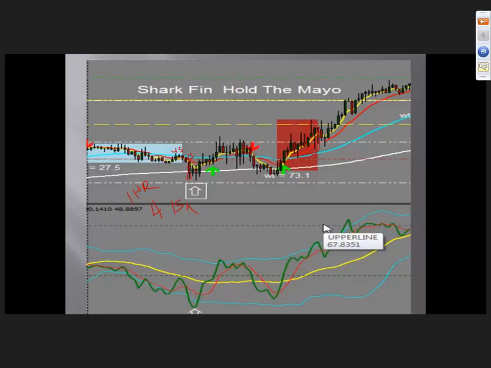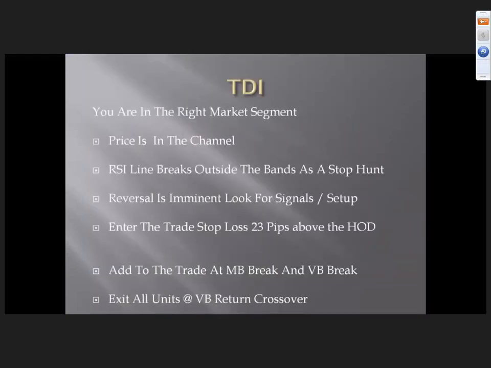All right, so scaling in with TDI. Okay, here's some things that have to happen. You got to be in the right segment of the market. Price is still in the channel. Tokyo channel, Asian range, market maker spread. RSI line breaks outside the bands as a stop hunt. It sets up for the fin, right? The reversal's imminent. Look for the signals in the setup.